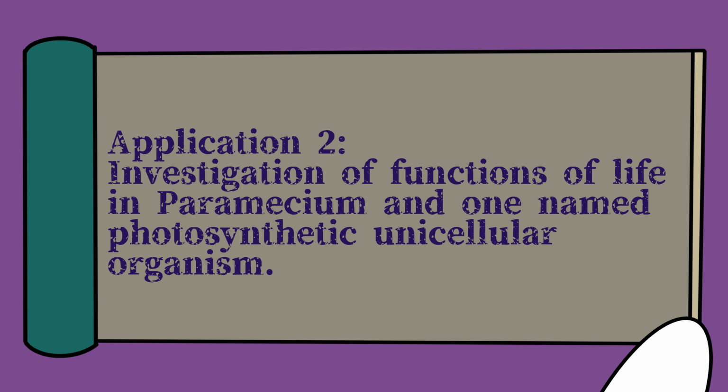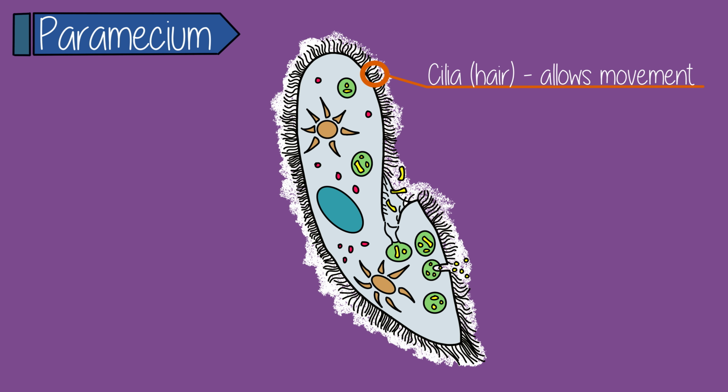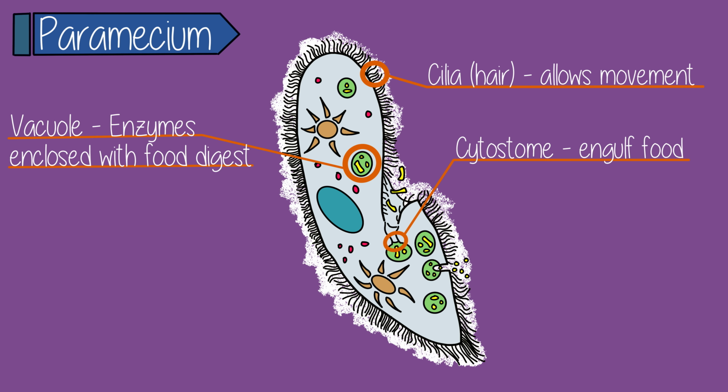Application 2. Investigation of functions of life in paramecium and one named photosynthetic unicellular organism. Since unicellular organisms live by one cell, all functions of life take place by one cell. In paramecium, a hair called cilia allows it to move, which is response. Paramecia engulfs food via cytostome, which is nutrition, and then the food particles are enclosed within a small vacuole where the enzymes digest, which is metabolism.